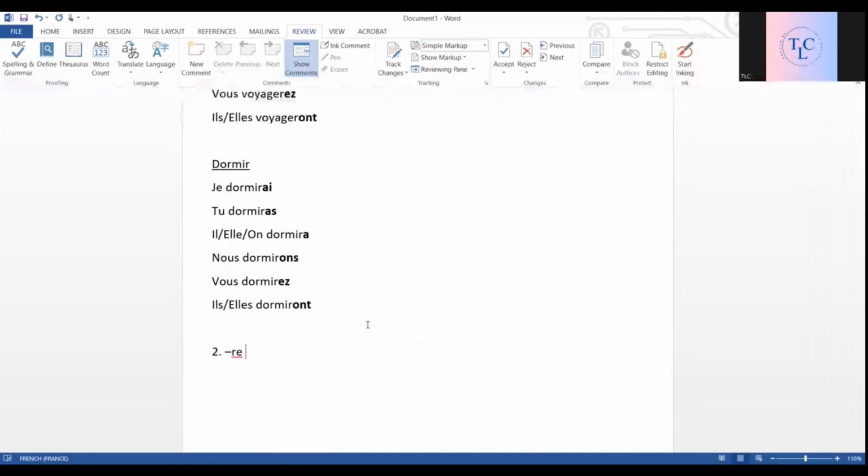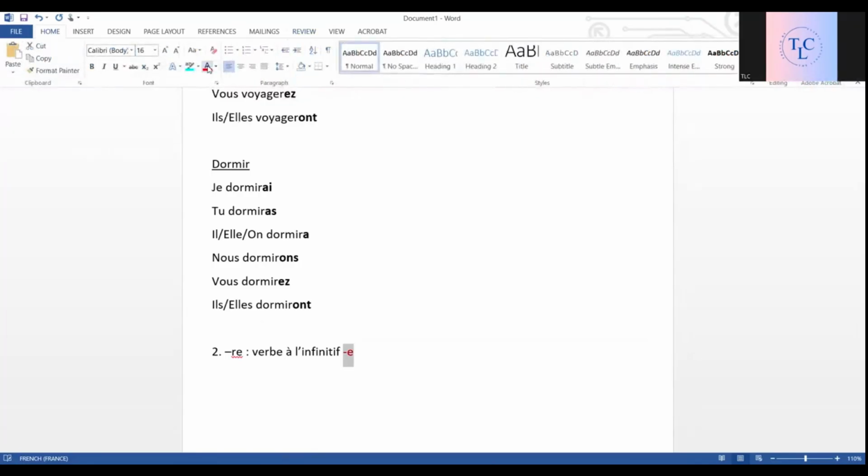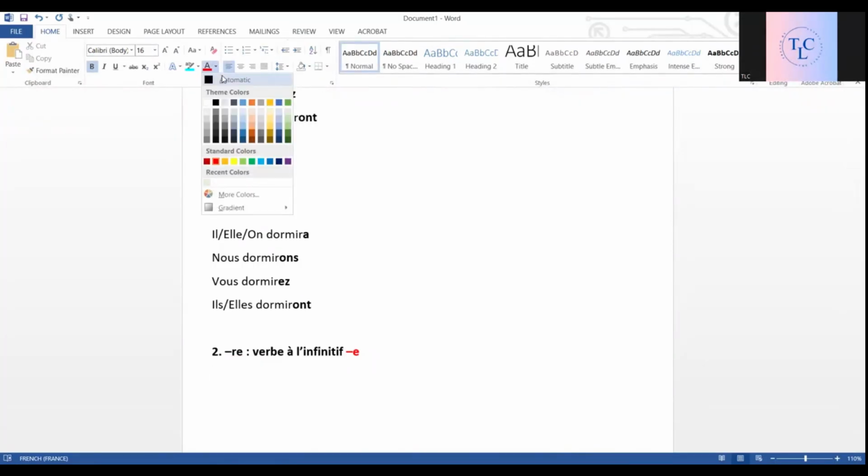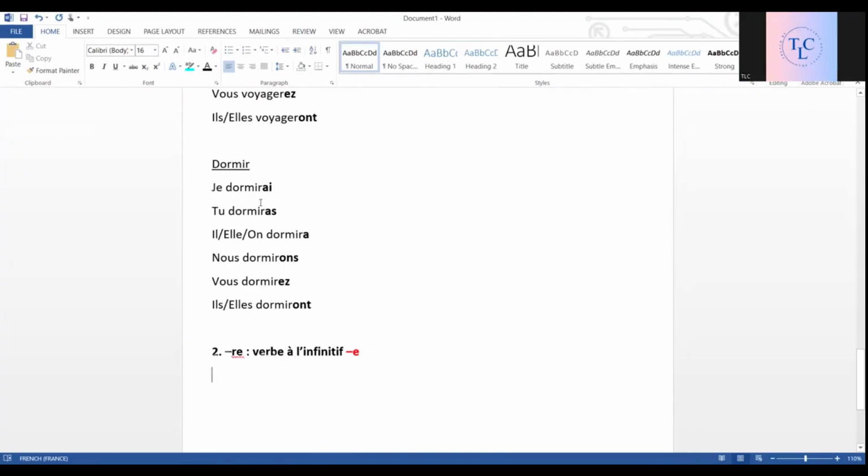But in case of RE ending verbs, we take the verb à l'infinitif, yes, but we remove the E. That is removed, and then we can add the endings. We have that one small change. That's it. Let's take an example.